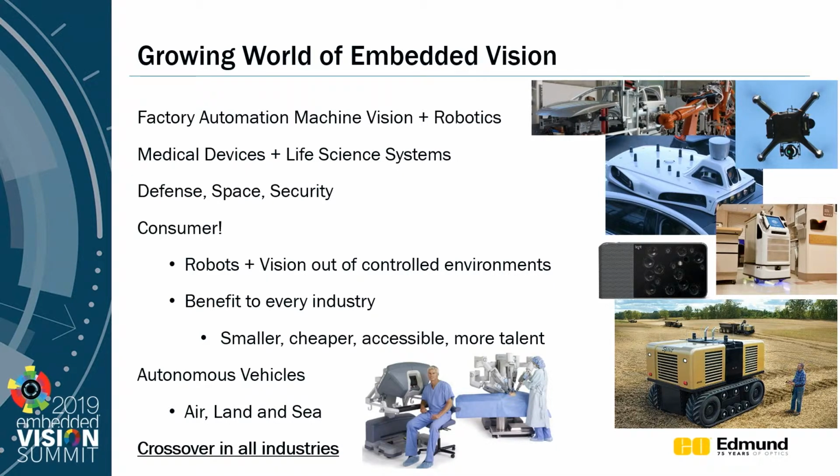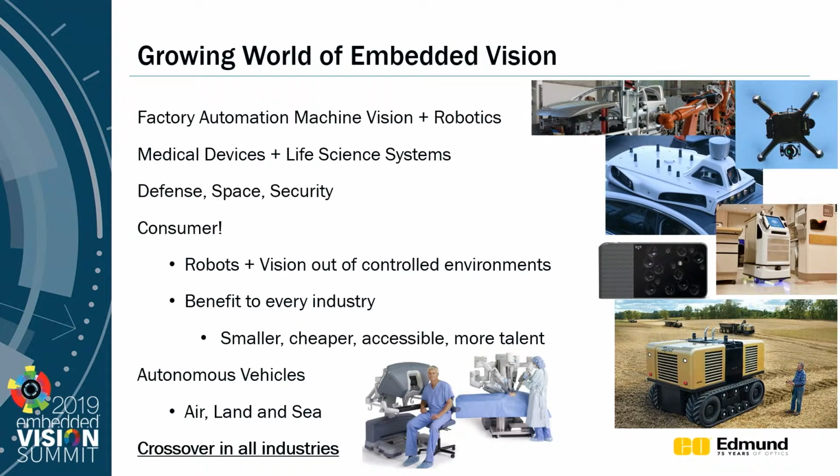So I'm going to try to stick today to talking about optics and lenses for embedded systems, whether it's going into a machine vision system on a factory robot or into a cell phone or on a drone or autonomous vehicle. There's some commonalities between them and challenges that all these industries face.